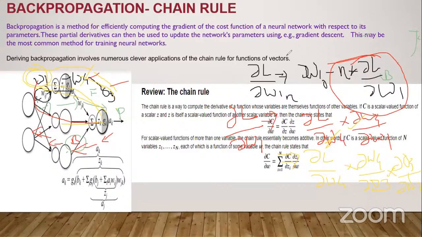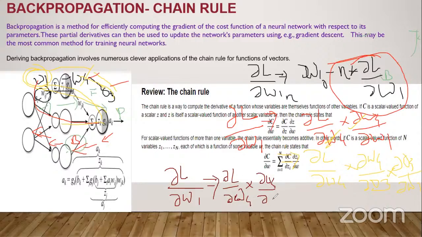I try to further bifurcate it. I have to write it again in a darker line. So what will be my final equation now? DL by DW1. This derivative will consist of what? DL by DW4 multiplied by DW4 divided by D output 3, again multiplied by D output 3 divided by D weight 1.